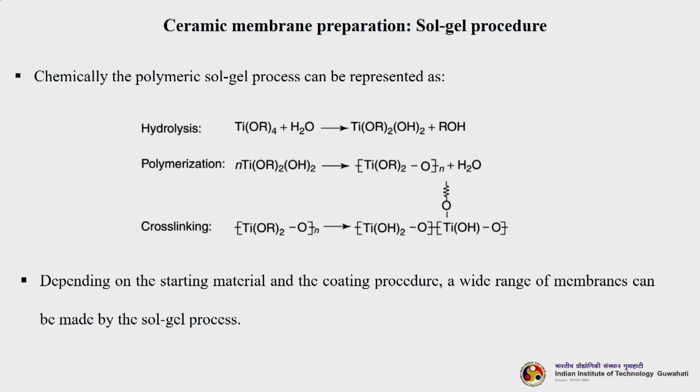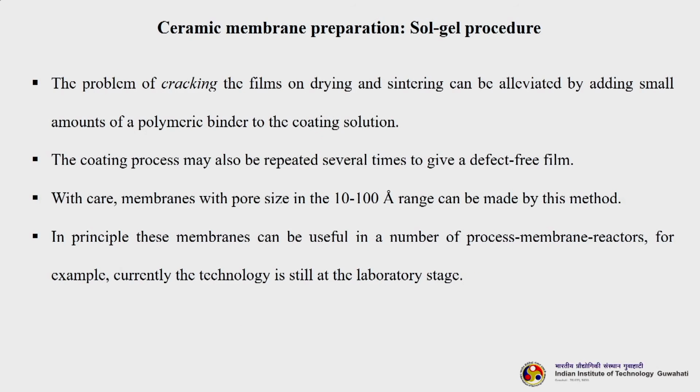Okay. Again the same type of reaction, this is one precursor, and they are getting hydrolyzed. You see an ROH group is formed, then polymerization is happening of this monomer. Okay. We get a polymer. To make it more stable, cross linking reactions are carried out. So, you get a cross linked polymer. Depending on the starting material and the coating procedure, a wide range of membranes can be made by the sol gel process. This is one of the beauties of this particular process actually.